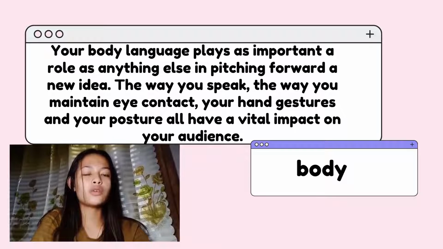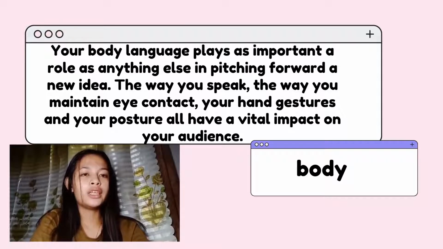Your body language plays as important a role as anything else in pitching forward a new idea. The way you speak, the way you maintain eye contact, your hand gestures, and your posture all have a vital impact on your audience.